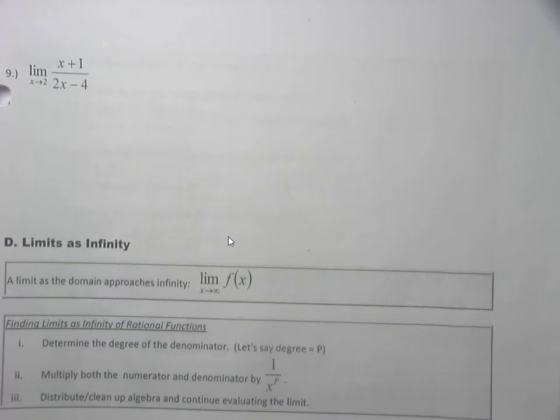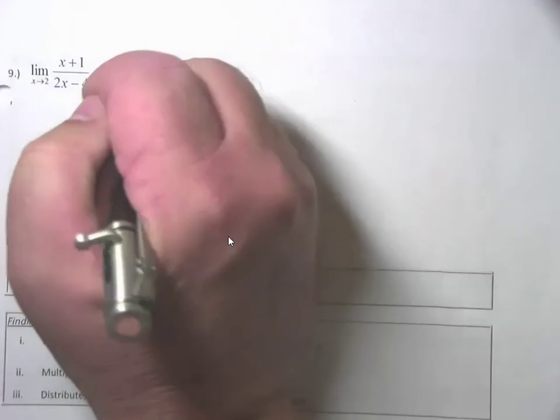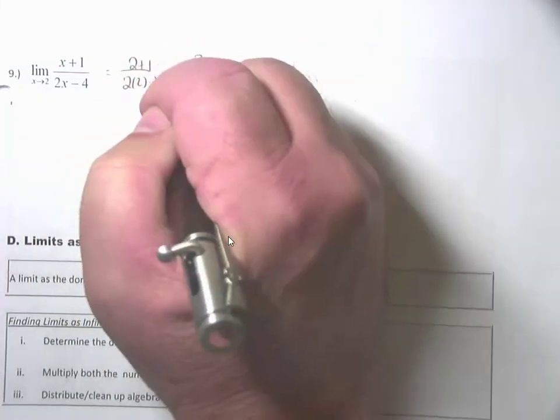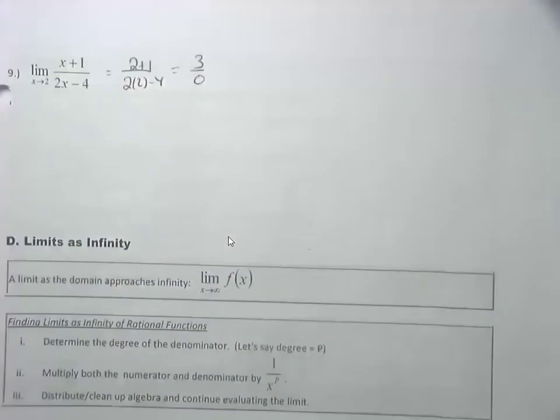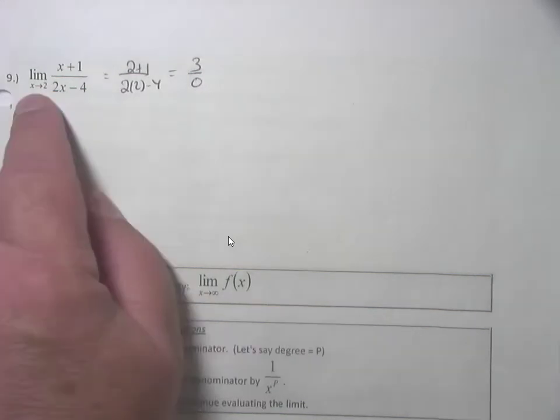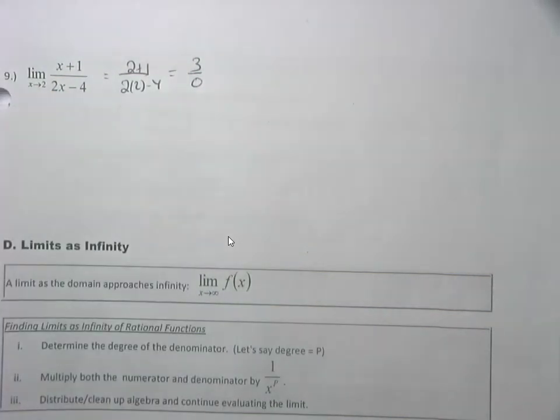What's the first rule of limits? Plug it in. So let's plug it in. This is equal to 2 plus 1 over 2 times 2 minus 4. 2 plus 1 is 3. 2 times 2 is 4. Minus 4 is 0. And there's my signal right there. What do I got? A number divided by 0. That tells me that x equals 2, the number that I'm going for, is going to be a vertical asymptote. But we're supposed to calculate this limit.